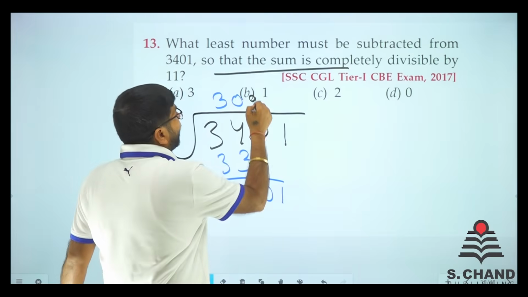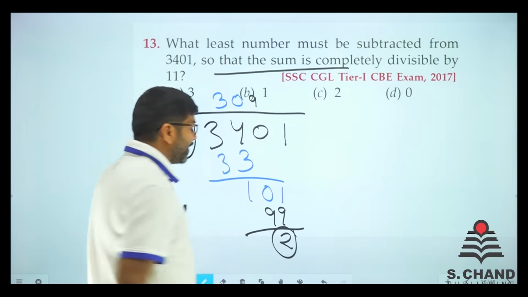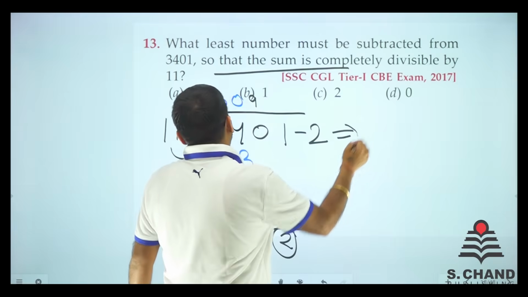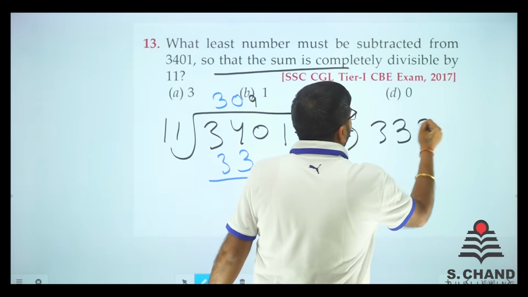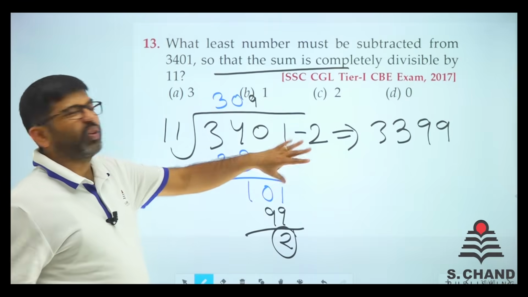Now 99 is divisible, right? So 99 is, remainder is 2. Now this is the remainder. When I remove this 2, it will be 3399, and this is for sure divisible by 11, 309, right?